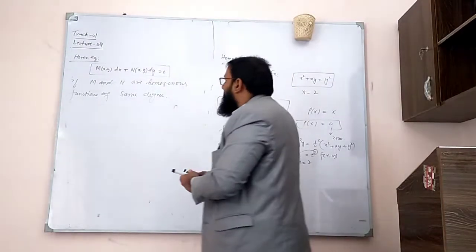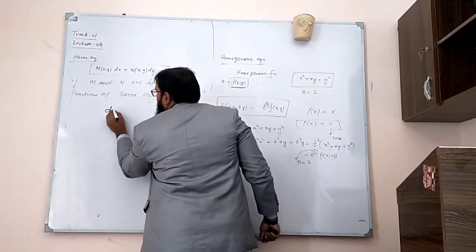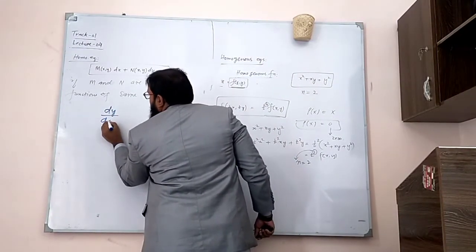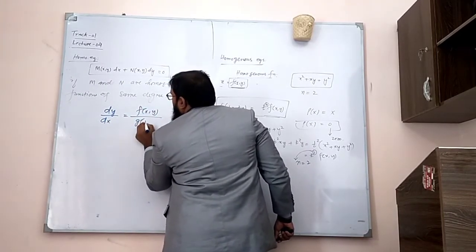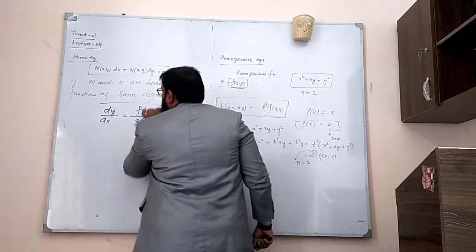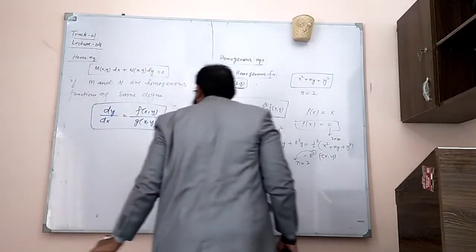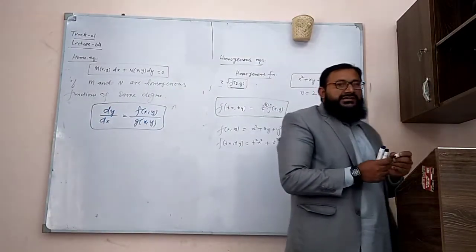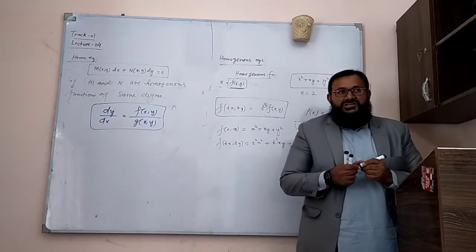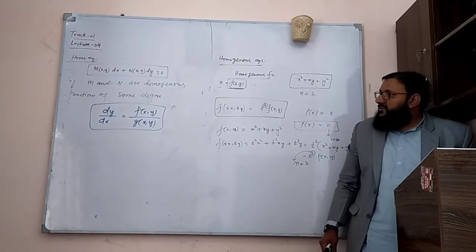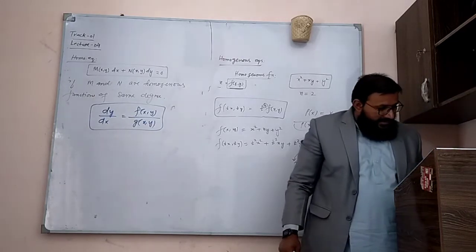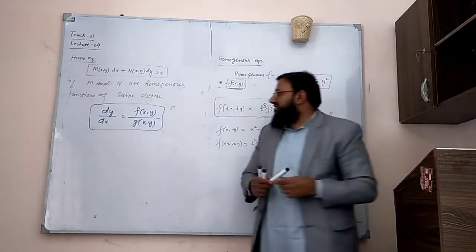We can rewrite this equation into this form as well: dy by dx equals f of x comma y divided by g of x comma y. Then if f and g are homogeneous functions of the same degree, we call this a homogeneous equation. Okay, how to solve it?